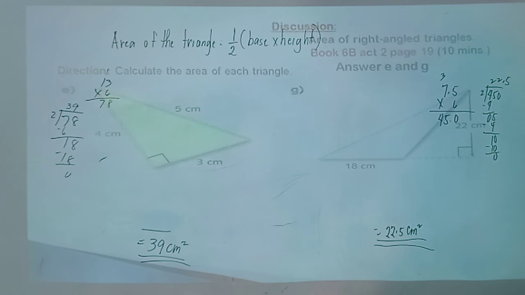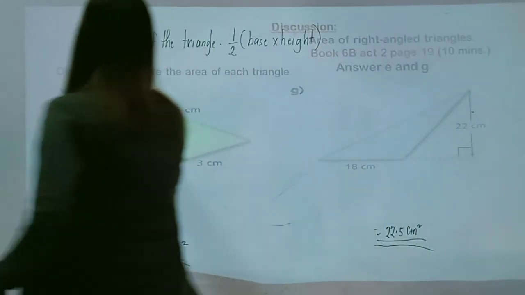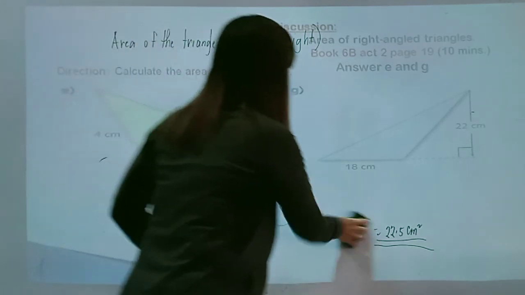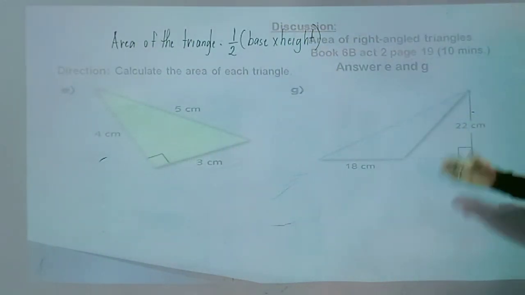Okay, class. So, please, I want you to do this letter E and G. Okay? Letter E and G. I want you to answer. I will give you 5 minutes to answer this E and G. Okay, assuming that you finish already to answer the E and G, let us do this one.